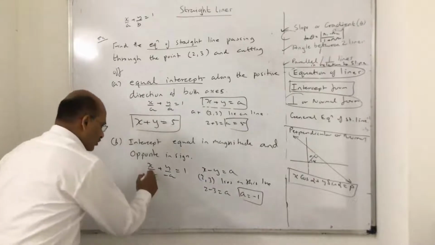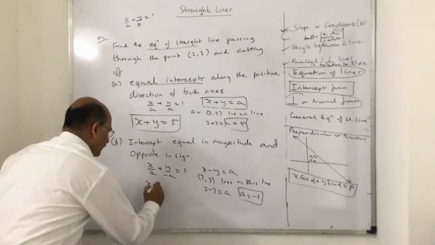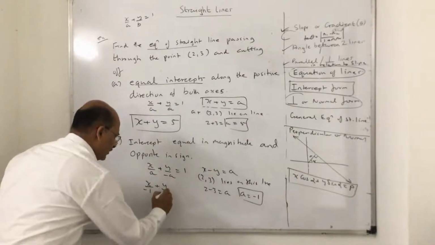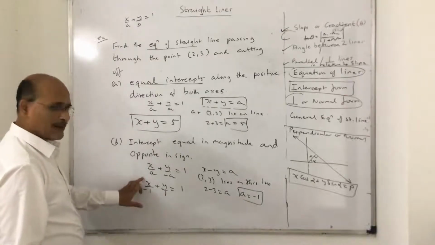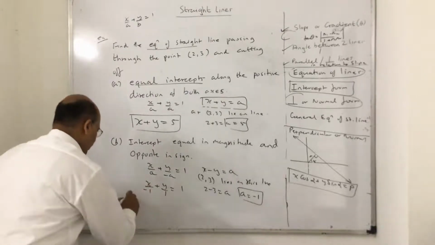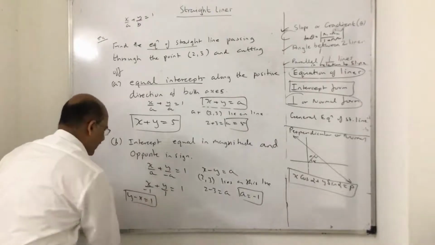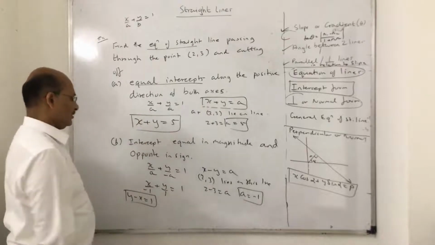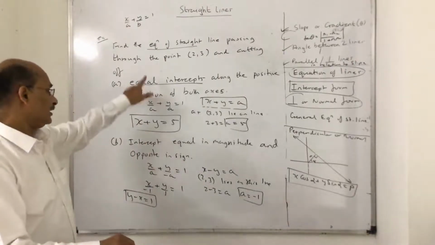What happens? So x upon minus 1 plus y upon minus A, that is minus of minus 1, plus 1 is equal to 1. So you can take this minus up here. In fact it will be y minus x is equal to 1. So you can write it in any format. Either this is the line or this is the line. Both are, I will not say the same, but based on this condition.